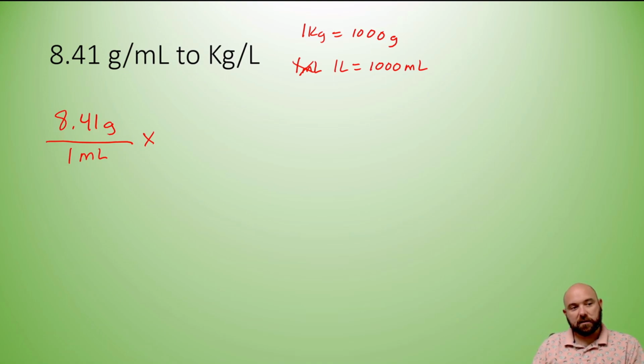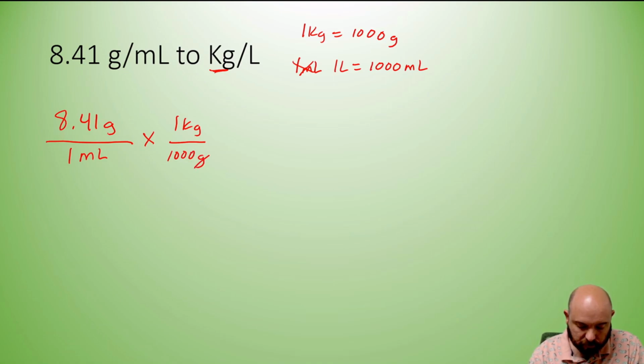I need to either change the grams or the milliliters, so I'll start with the grams. I know I want to take the grams and convert it to kilograms. So I need to use a conversion factor that will leave me with kilograms in the numerator and cancel out the grams. If I use the conversion factor that says there is 1 kilogram for every 1,000 grams, that will allow me to cancel my grams and be left with kilograms in the numerator, which is ultimately what my problem is asking for, so that's good.